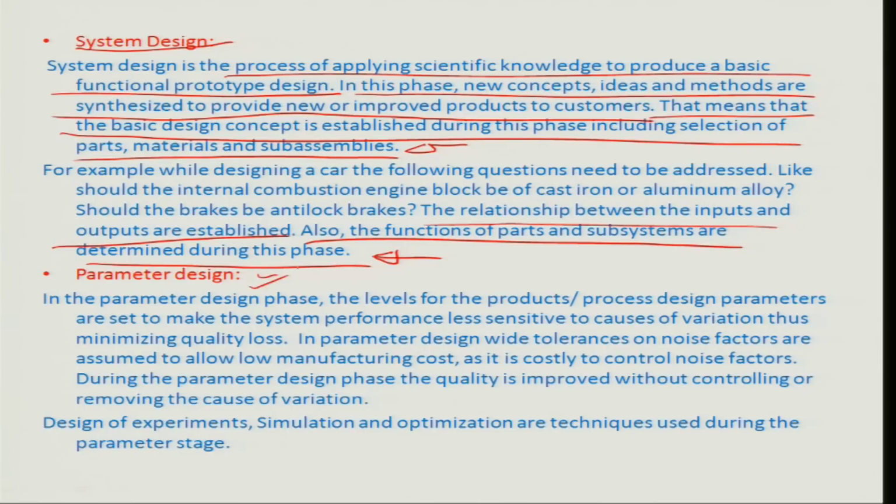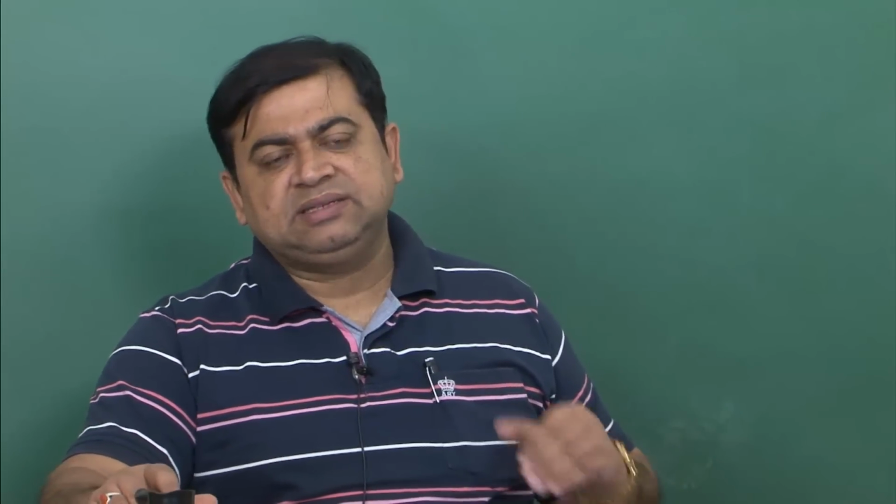As the name suggests, the levels of product and process design parameters are set to make system performance less sensitive to the causes of variation, thus minimizing quality loss. So choose the basic parameters. For example, in the case of engines, BHP or engine RPM can be a very good parameter. Choose the parameter in a way so that there are minimal variations in it.